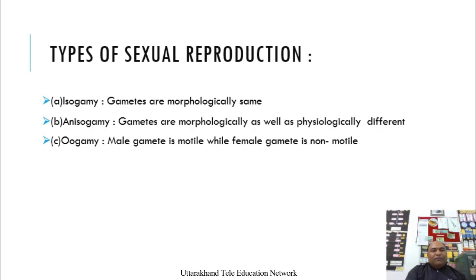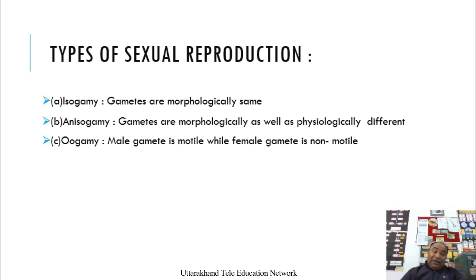Sexual reproduction is of three types: isogamy, anisogamy, and oogamy. In isogamy, the gametes are morphologically and physiologically the same. In sexual reproduction, after the process of meiosis, gametes are formed by gametogenesis. In isogamy the gametes are the same morphologically and physiologically, in anisogamy they are different morphologically as well as physiologically, while in oogamy the male gamete is motile and the female gamete is non-motile.